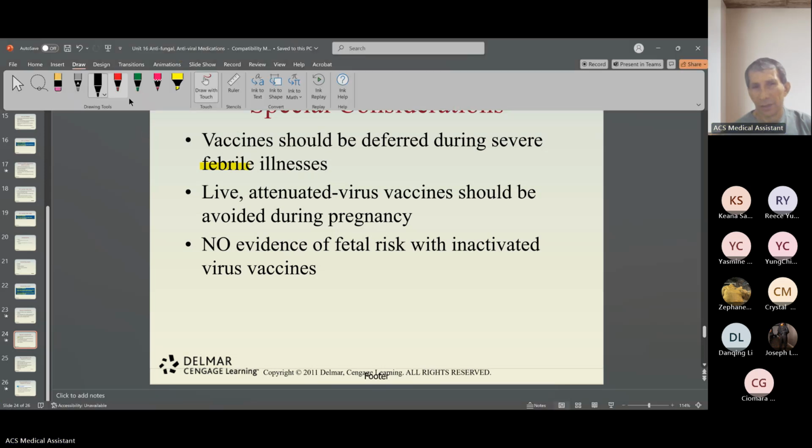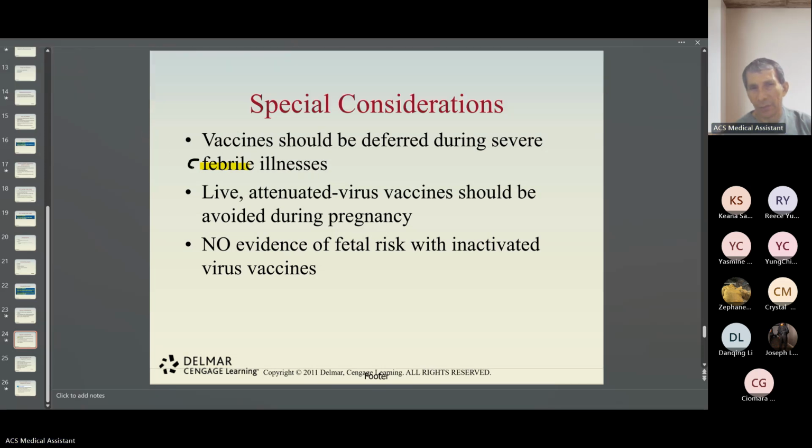Afebrile, so you have an A before, means no fever. So pay attention to these terms when you're taking exams. A patient is afebrile. That means what? The patient doesn't have fever, no high temperature. What about febrile? Patient has fever.